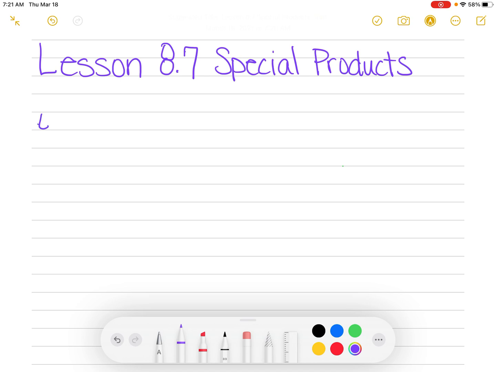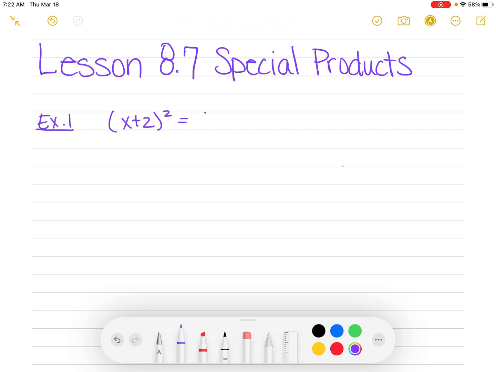Okay, so let's start with example 1. Example 1 is x plus 2 squared. These special products are different types that have special ways of doing them, and a lot of them are the ones that are squared. So what would you do if this said x plus 2 squared? You're not going to do this. We don't do distributive property with exponents. You just write out what that means.